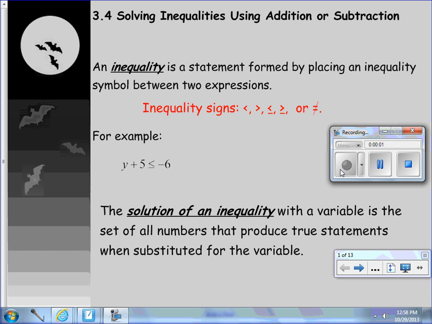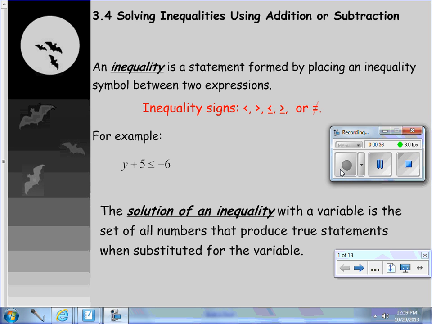For our lesson today, we're going to be solving inequalities using addition or subtraction. An inequality is a statement formed by placing an inequality symbol between two expressions. Note, inequality signs look as follows: less than, greater than, less than or equal to, greater than or equal to, or not equal to. Those are all called inequality signs.